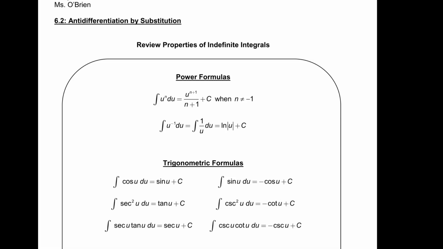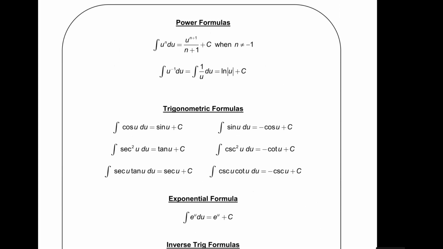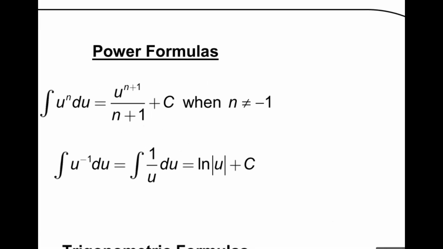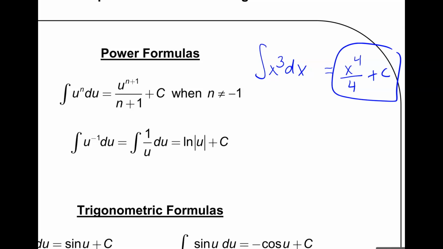So when we studied chapter 5, we went over all these properties of indefinite integrals, and it literally said "from chapter 6," so now, surprise, we are back where we started. So the power formula, this is what we've been using heavily so far. If I want to take the integral of x cubed dx, what we do is we add 1 to the exponent, divide by our new exponent, and then we tack on a plus c.